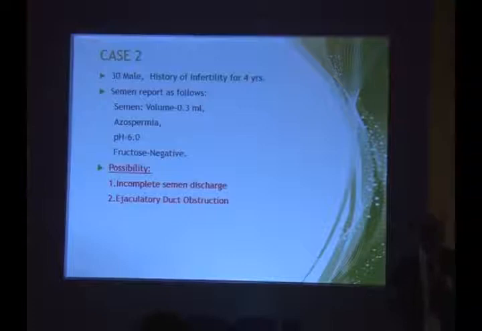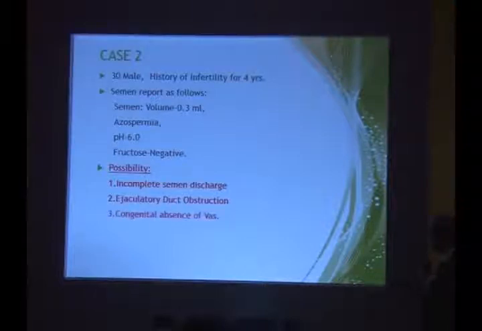So don't jump to a conclusion that a patient with absent fructose and a low volume is a patient with congenital absence of vas, because out of 10, 7 of them will be of incomplete semen discharge. So they partially ejaculate, but they don't ejaculate fully in a stressful environment, and that's the reason you get incomplete semen discharge. Second is ejaculatory duct obstruction.